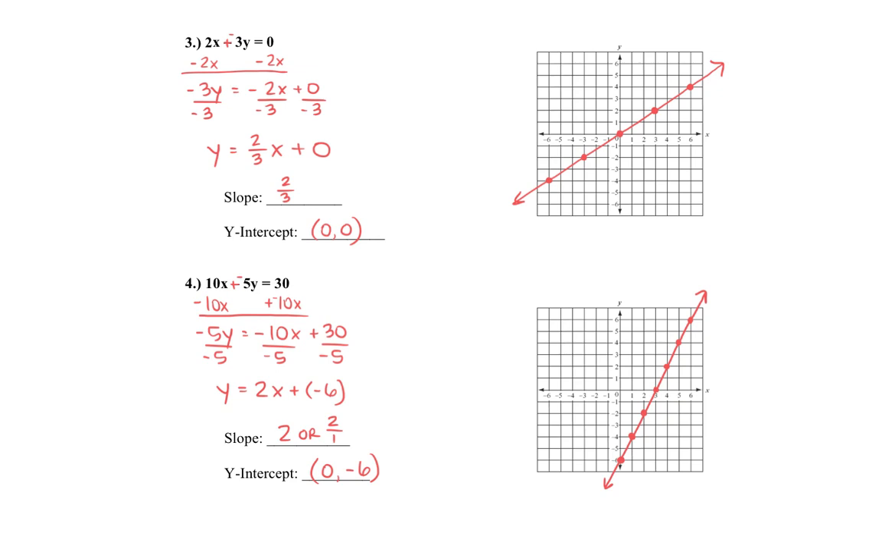And then in number 4, you subtract 10x and divide by -5, so you end up with your slope being 2 or 2 over 1, and your y-intercept is 0, -6. And so for this one, you can't really count down and left. You have to count up and right in order for it to fit on the graph.